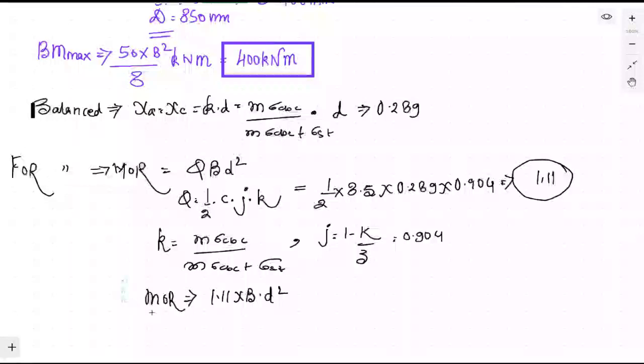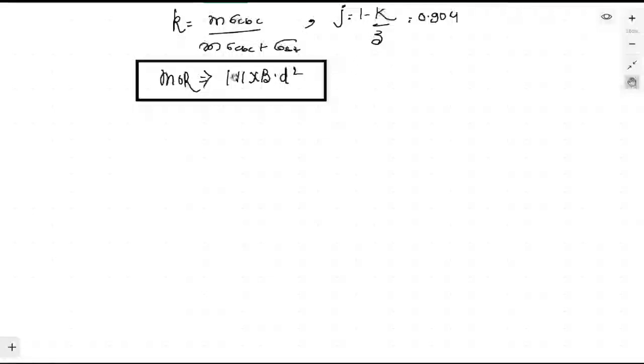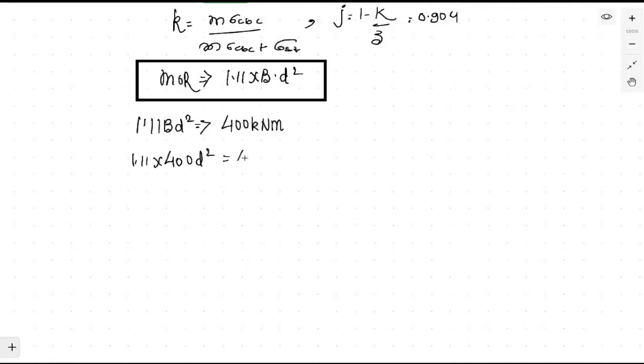Now, what is the case? You know that whenever you are designing, the moment which is produced in the beam as a response should be at least equal to the external bending moment. The moment which is produced in the body should be at least equal to the external moment. It means that this 1.11 B D square should be at least equal to the external bending moment coming over the beam, that was 400 kilonewton meter. It means that 1.11 into B, you already know 400, into D square is equal to 400 into 10 to the power 6. From here you will calculate the value of D. Let's say that this is D dash.